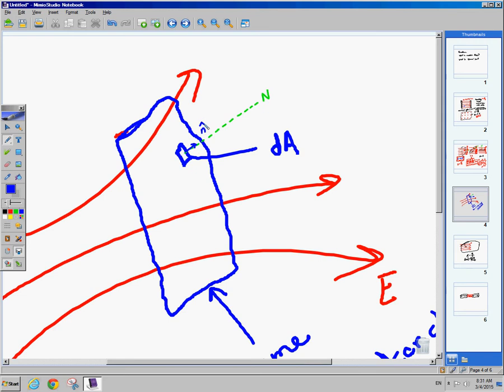And we're going to make that little baby area into a vector quantity by saying that dA vector is just the area dA times the unit vector going in that direction.